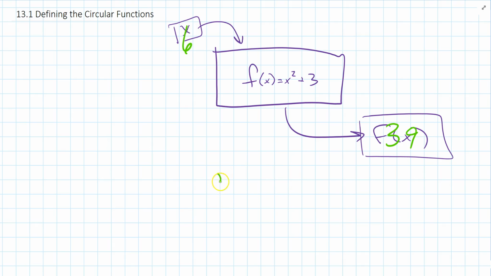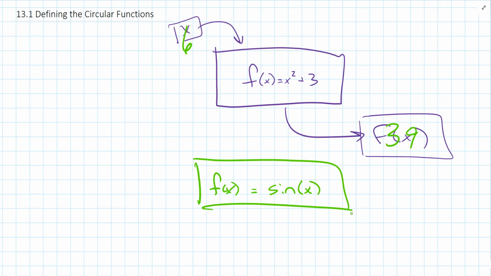Well, what we're going to do is say, what if f of x equals the sine of x, or the sine of theta, or whatever variable we want to give to the angle measure. That's what we're building up to, treating sine of x, cosine of x, tangent of x as functions. So that's reminder number 1.